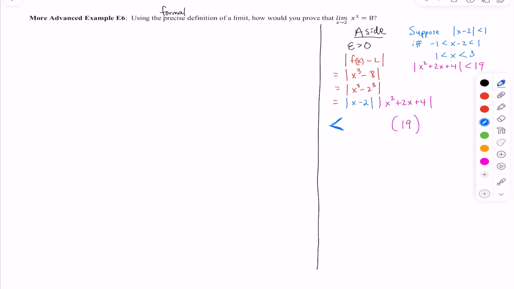And what do we want the absolute value of x minus 2 to be less than? It'll be nice if we can make this less than epsilon over 19. That way, when you multiply these two numbers, you will indeed get epsilon. So what is our delta? Our delta is going to be the minimum of two numbers: the minimum of 1 and epsilon over 19.